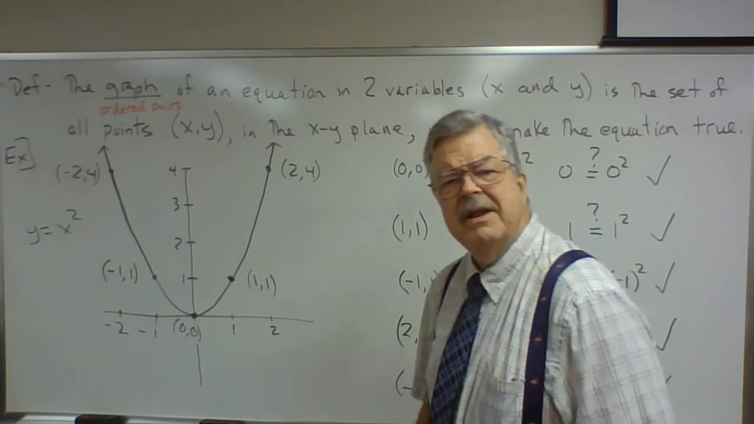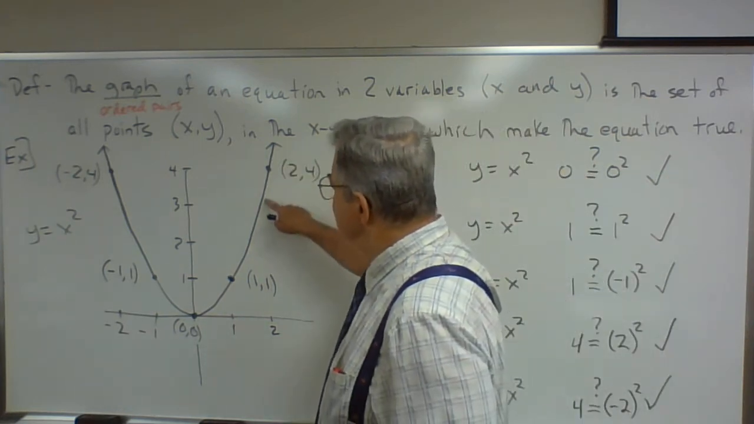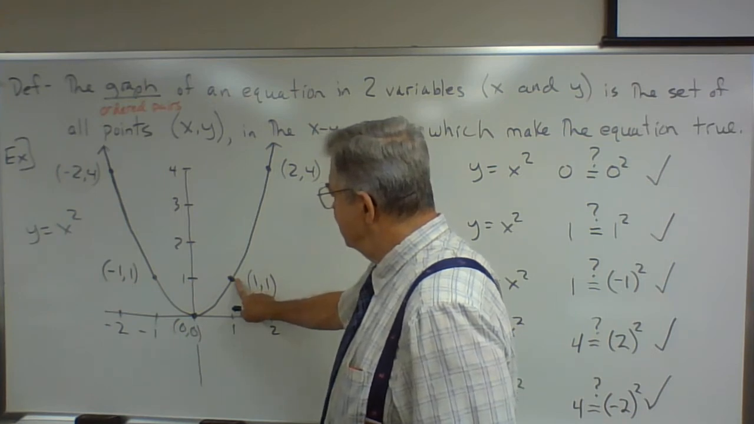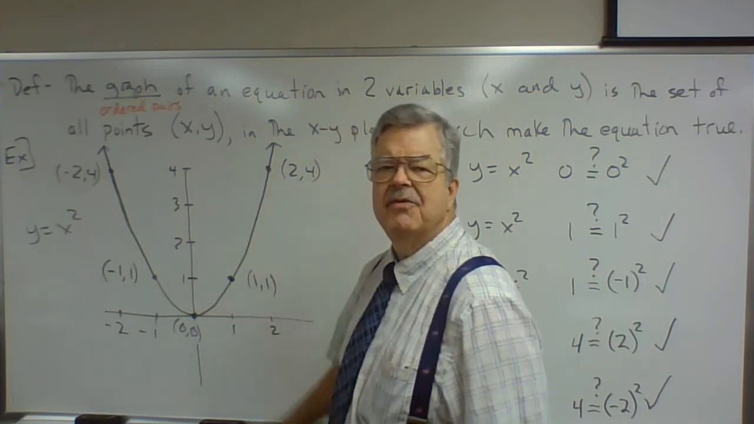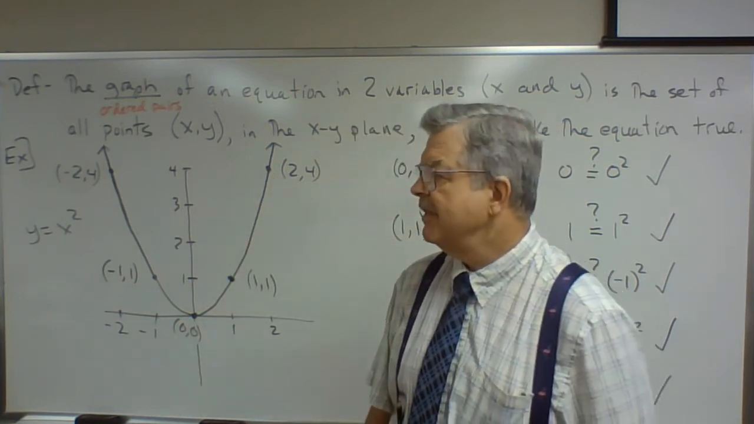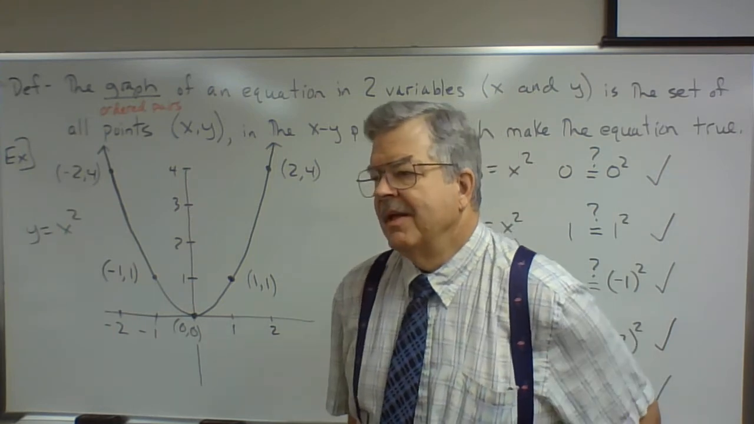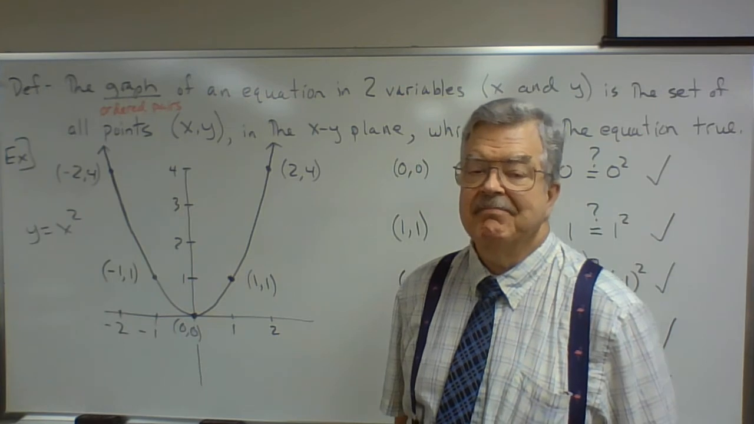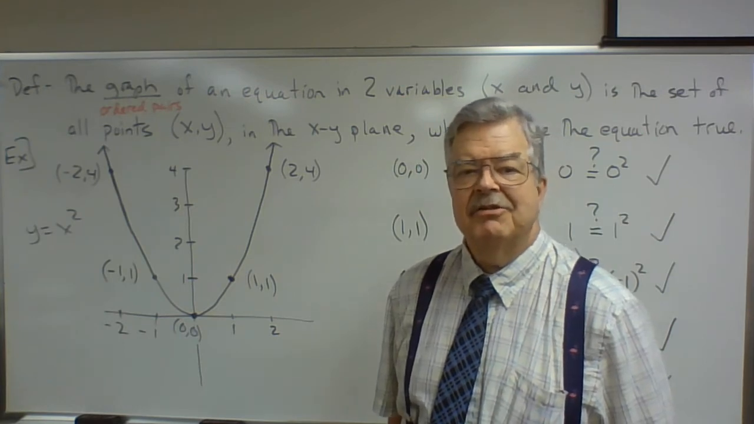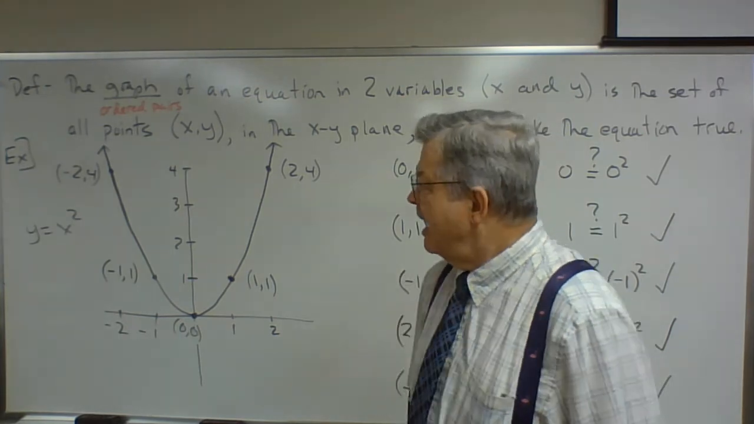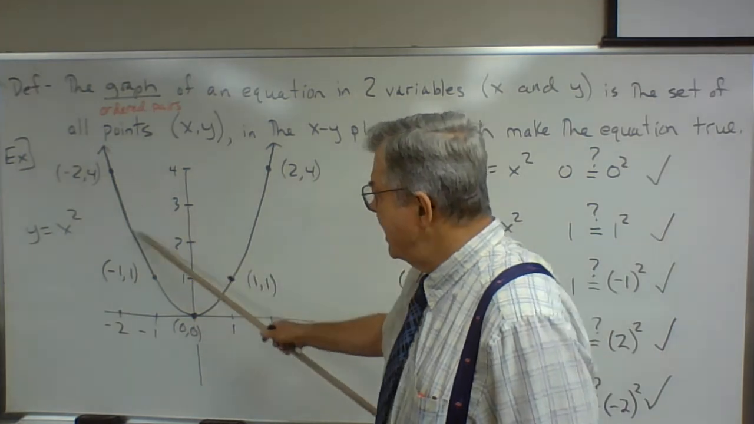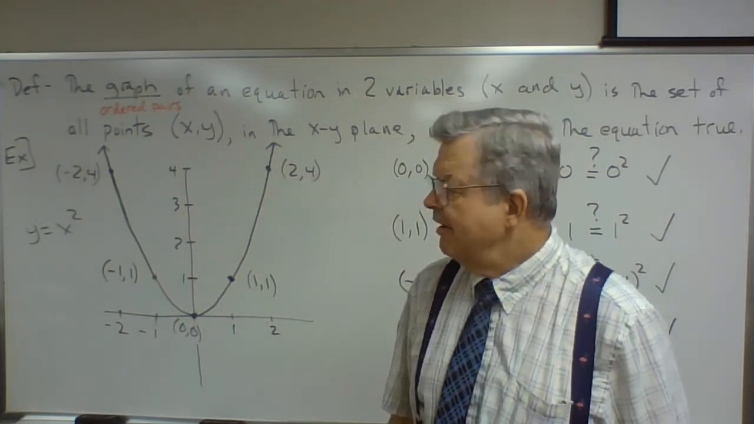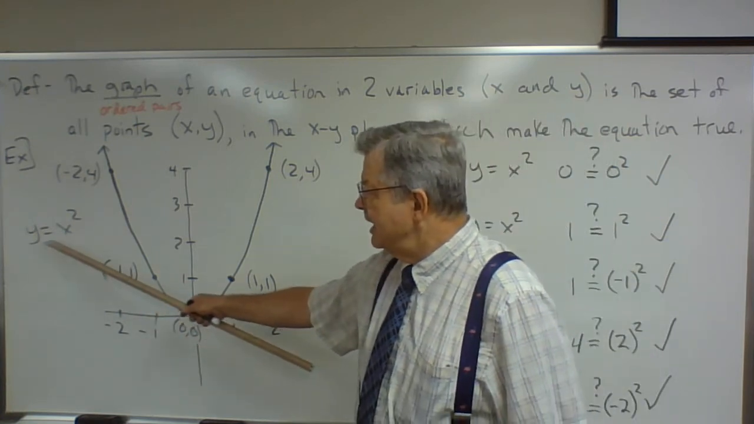But how do I know that all of these points on the graph in between the point 1, 1 and the point 2, 4 are solutions? Well, let's see. How do we know for sure? That'll take some explaining. How did we come up with this graph as the solution of our equation y equals x squared?